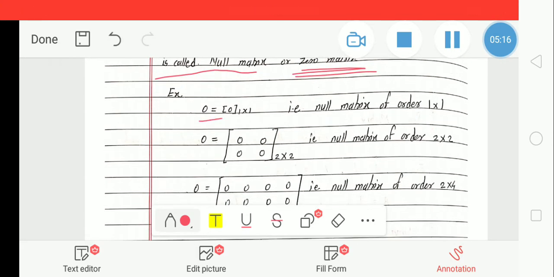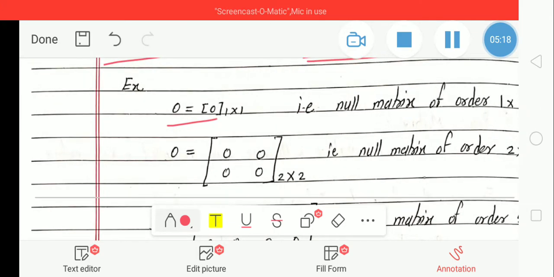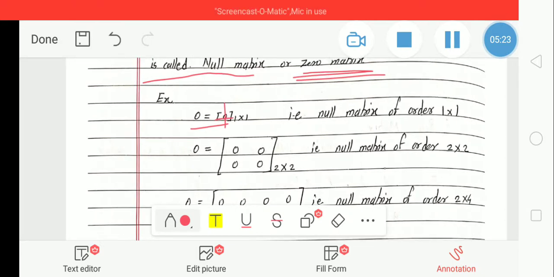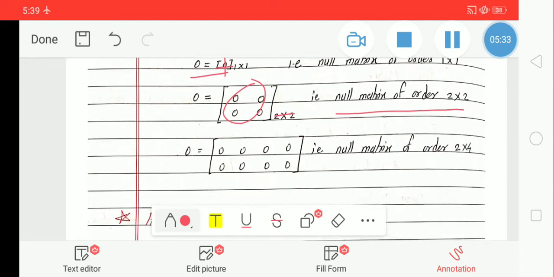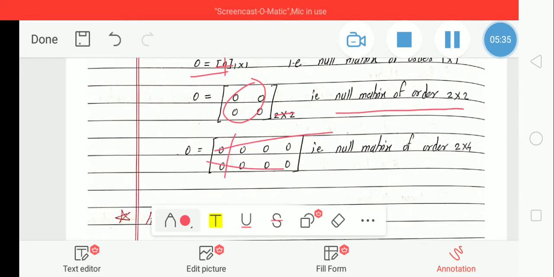So for example, 0 is equal to 0, 1 by 1 means 1 row and 1 column. So this is a null matrix of order 1 cross 1. Here 2 cross 2, all elements are 0. So this matrix is called a null matrix of order 2 cross 2. Here 2 rows and 4 columns. So here also all elements are 0. So a null matrix of order 2 cross 4, also called a 2 by 4 matrix. This is the null matrix.